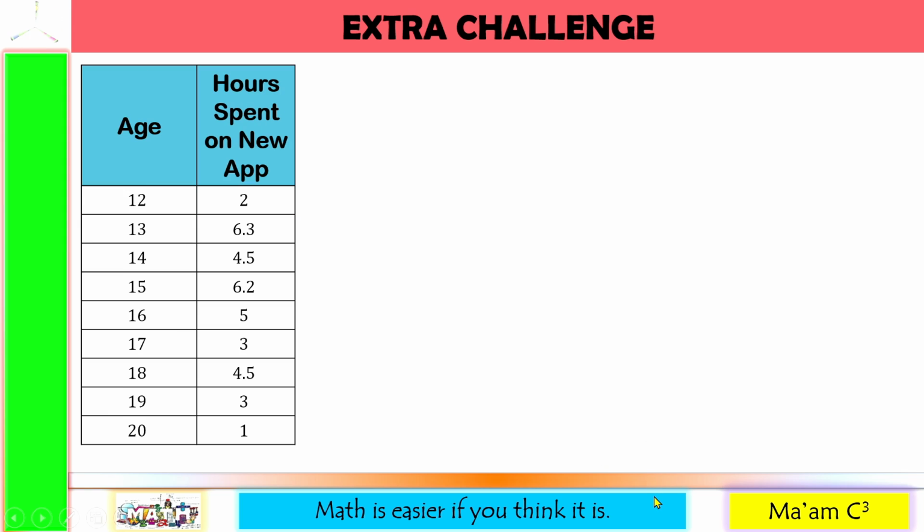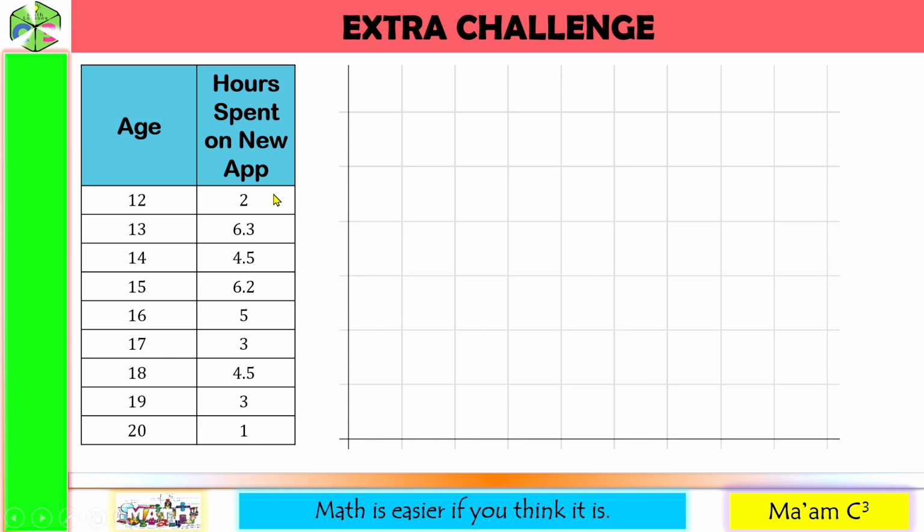Let us have another one. This time we have age and hours spent on new app. By merely looking at this table, as you grow older, the hours spent in exploring new apps generally decreases. So I would say that this will create a negative trend. Let us prove that by plotting. Which one is the independent and dependent variable? So the age is the independent variable. Whatever happened, you will grow older each year.